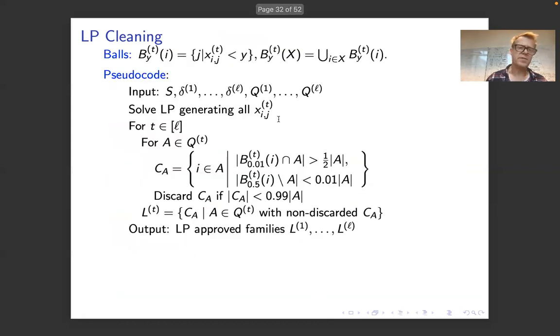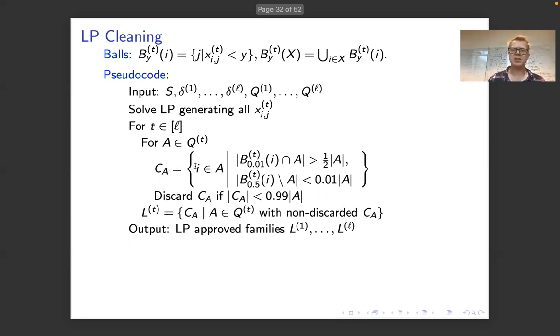So being even more specific, we have the usual definition of balls out to some distance y. Our input is some set of species S, and then these weights and some input partitions. And then we solve the LP generating a bunch of distances, and the cost of these distances is a lower bound for the cost of making a hierarchical solution. Because it's fractional, it's only a lower bound. Now we take one level at a time, and we look at the input clusters from QT. We take one of them, and now we say which parts to keep.